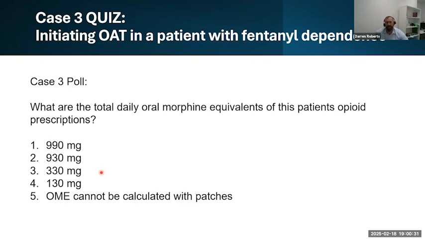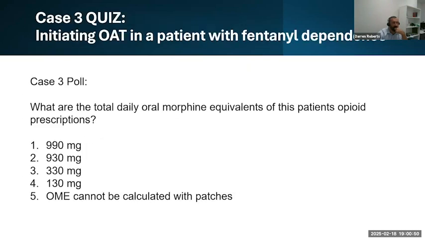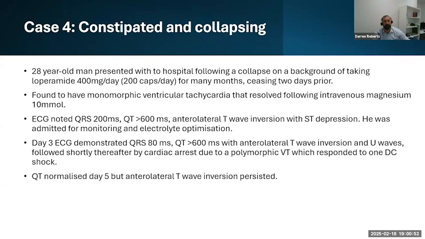It's generally said that more than 100 milligrams a day of oral morphine equivalent, you've got an increased risk of adverse effects. And particularly if it's above 300 milligrams a day, then you've got an increased risk of death. So this person is on a very high amount of opioids. We don't have the next question there. The next question was going to be about what do you do, but that's okay.